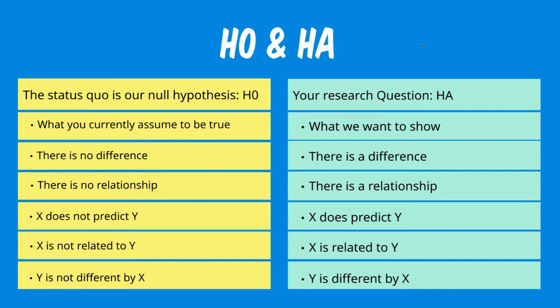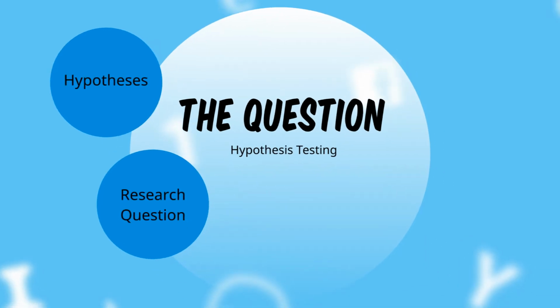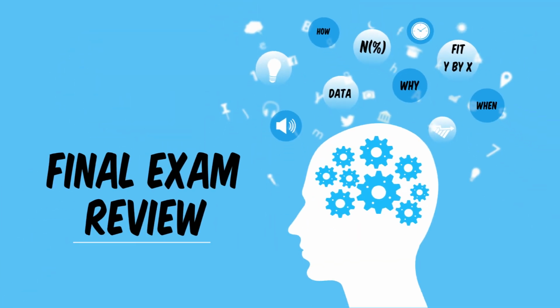Our null hypothesis assumes that there is no difference, there is no relationship, X does not predict Y, X is not related to Y, or Y is not different by X. What we are hoping to show using statistical evidence is that there is a difference, there is a relationship, that X does predict Y, or that Y is different by the groups of X. So how do we do that?